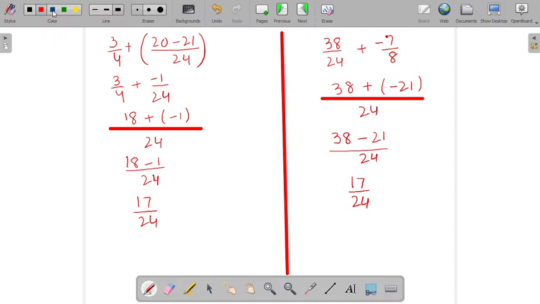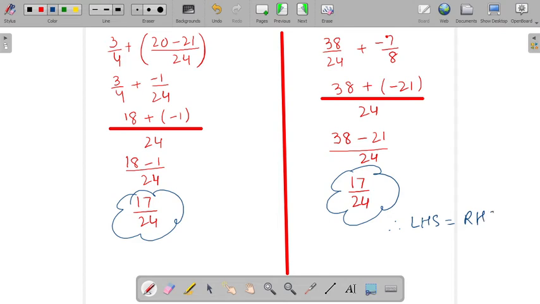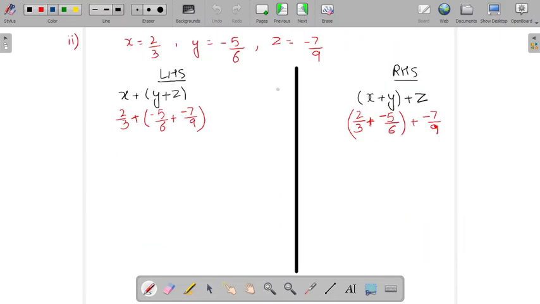So, what do you observe here? Both of them, LHS as well as RHS, are same. So, next step, therefore, LHS equal RHS, hence verified. I hope this part is clear to all of you. Come to the next part.